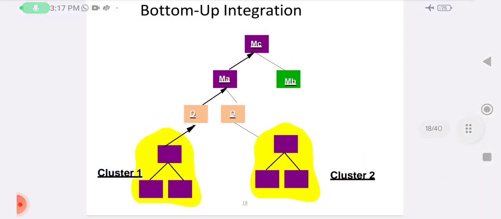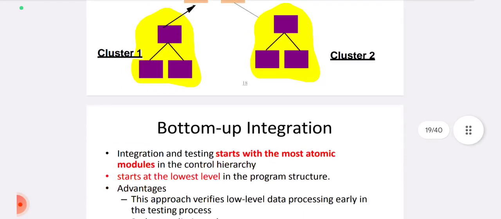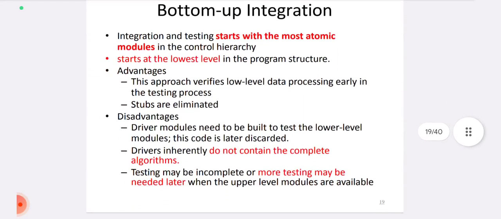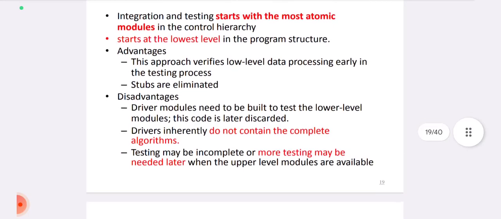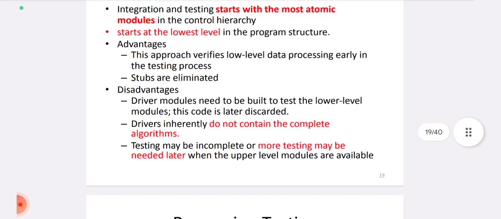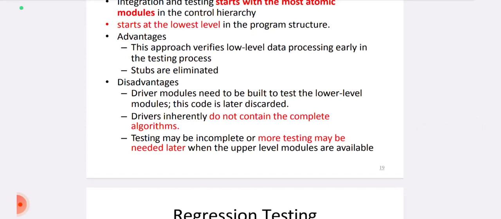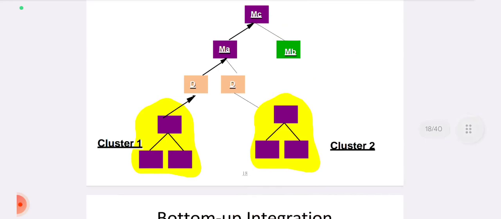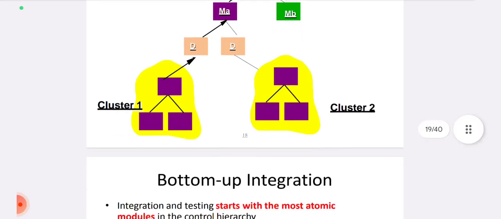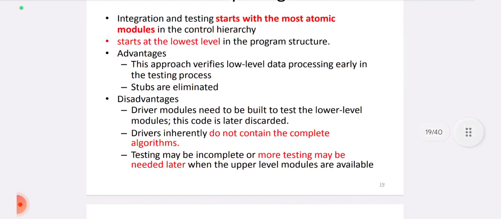So the bottom up approach starts from bottom to the top. Here we are using driver modules. It starts with the most atomic module, in the sense the lowest level modules. From lowest level to the top level we are going. This approach focuses on low level data processing early in the testing process, and we are not using stubs here. We are using only drivers because we are moving upwards, in the sense upper level support only we need. So for upper level support we need driver software. We don't need stubs.